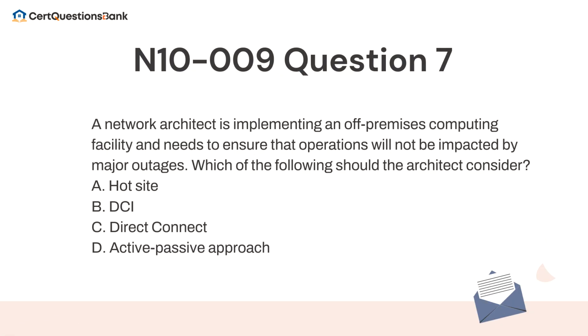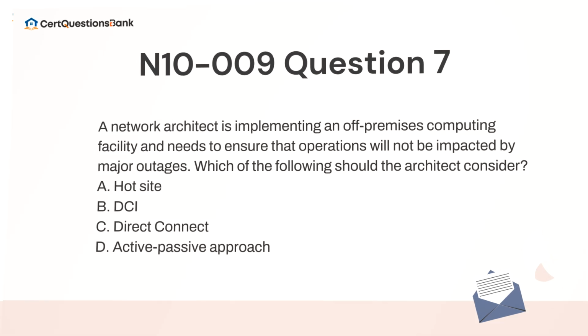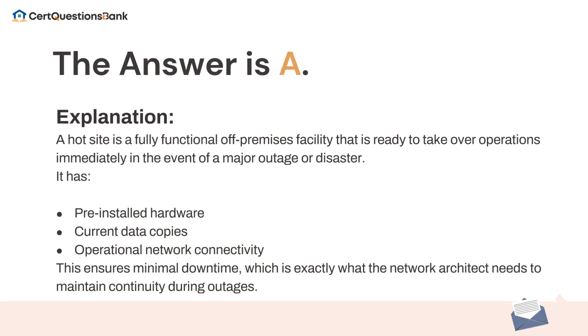A network architect is implementing an off-premises computing facility and needs to ensure that operations will not be impacted by major outages. Which of the following should the architect consider? A. Hot site. B. DCI. C. Direct connect. D. Active-passive approach. The answer is A.